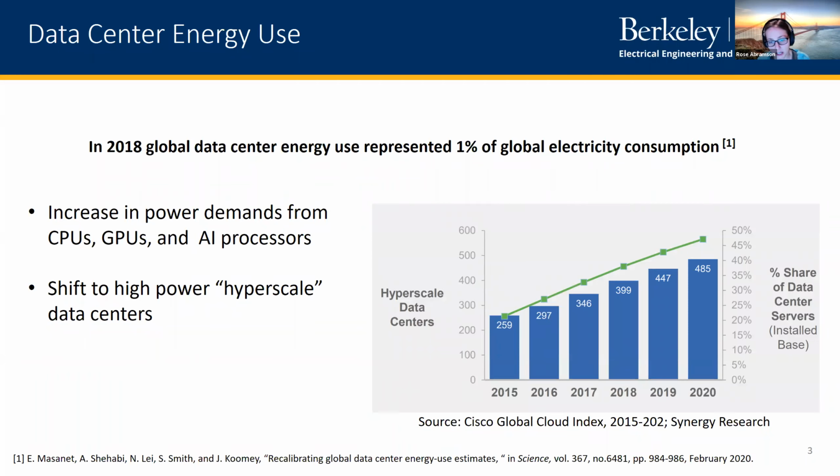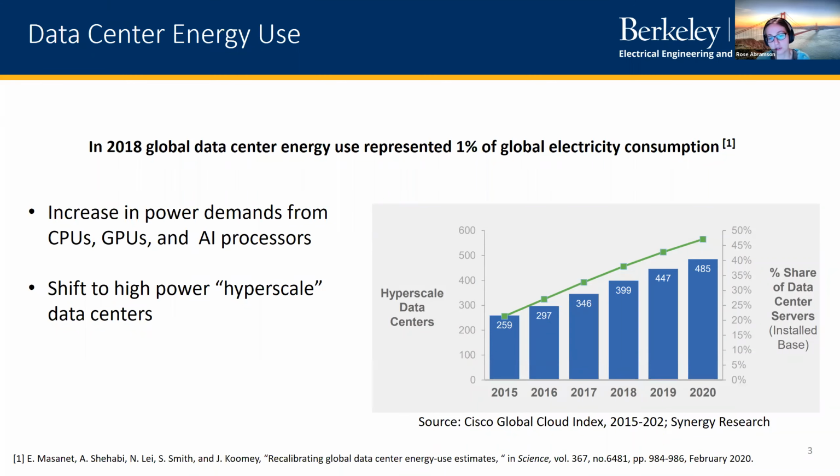Data centers are becoming a huge fraction of total energy use when you think about it in terms of the fact that in 2018, global data center energy use represented 1% of total global electricity consumption. And 1% may seem small, but of the entire world global electricity consumption, that's actually quite a lot.